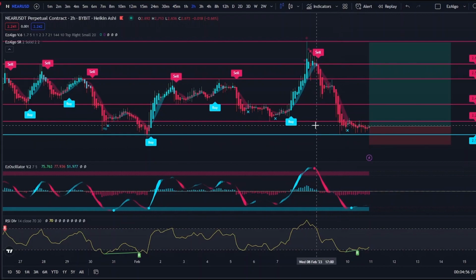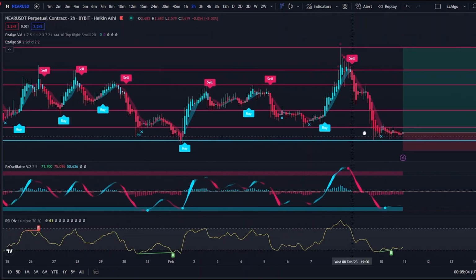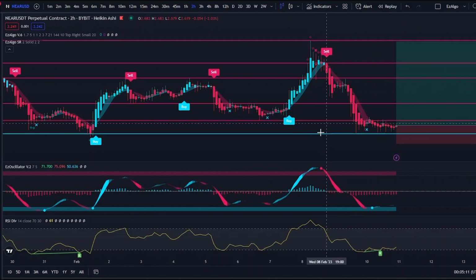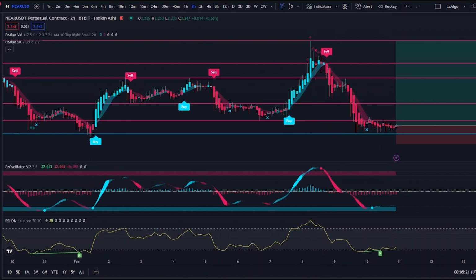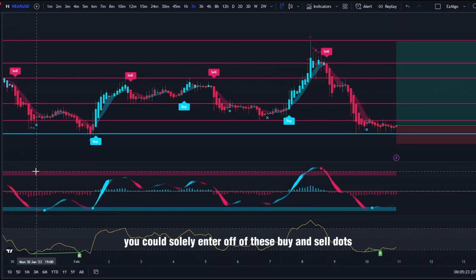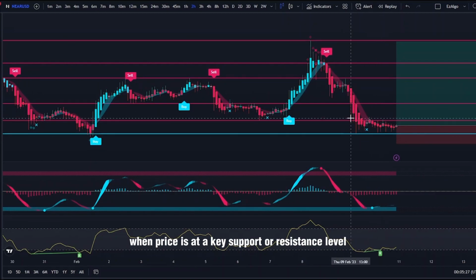Now you can see for yourself every time that the oscillator has flipped in these overbought and oversold zones with these buy and sell dots, price has reacted accordingly. You can see just the other day, we had this sell dot on the EZ oscillator. We had those reversal signals, mild sell signal on EzAlgo, and then we had that EzAlgo sell signal to follow. So if you really wanted to, you could solely enter off of these buy and sell dots when price is at a key support or resistance level.